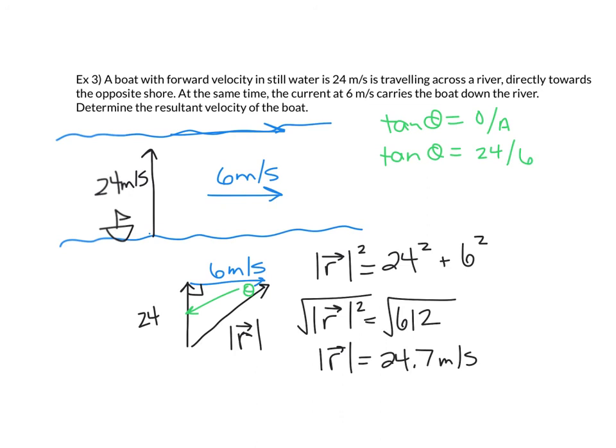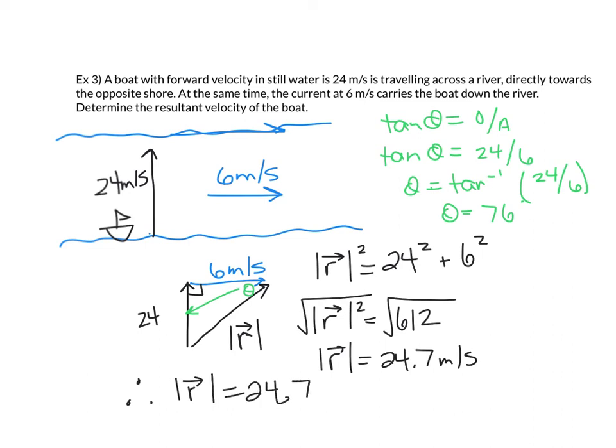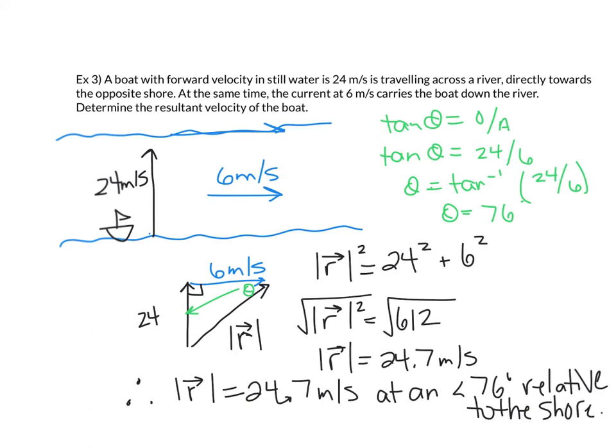And then I would get theta is equal to tan inverse of 24 over 6. Theta is equal to approximately 76 degrees. And therefore, I would be able to say that my resultant is equal to 24.7 meters per second at an angle of approximately 76 degrees relative to the shore. Sorry, I'm having to squeeze that in there.